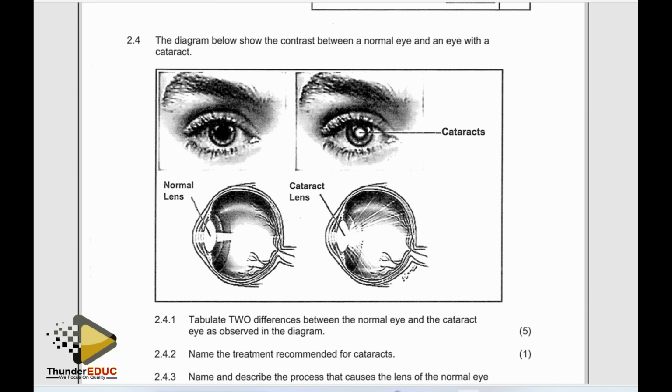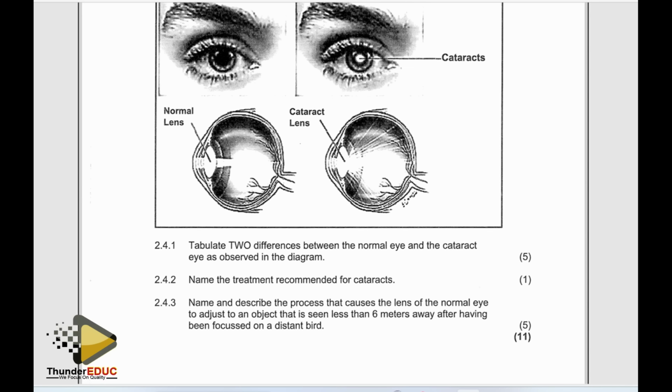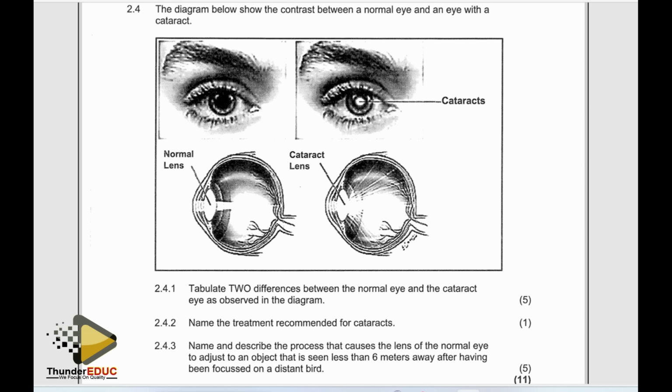The next question is about the eye. The diagram shows the contrast between the normal eye and the eye with cataracts. Tabulate the difference between the normal eye and the cataract. In this case, we just have to look at the differences, what you see here. So basically, here the lens is clear. Just that you have a black and white copy. I don't know whether the paper was photocopied or what.